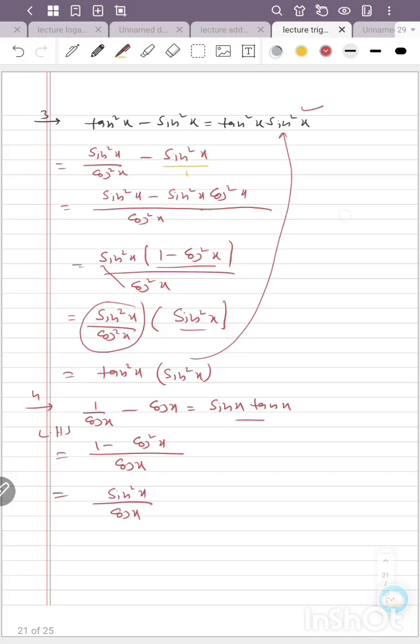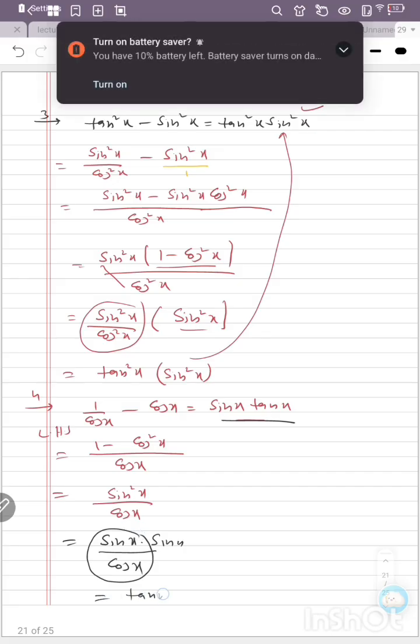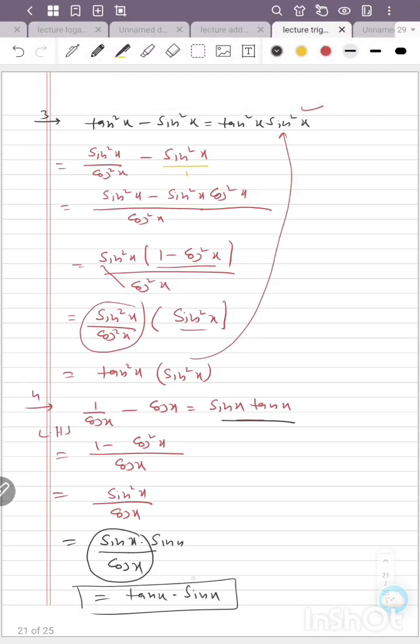But on the right side we need it this way. So we have to write sin x into sin x. We have to split sin. So this sin over cos will be tan x, and this is sin x. So we have to prove this one, tan x sin x. We have to prove the right hand side. Okay, dear student, hopefully you understand these questions.